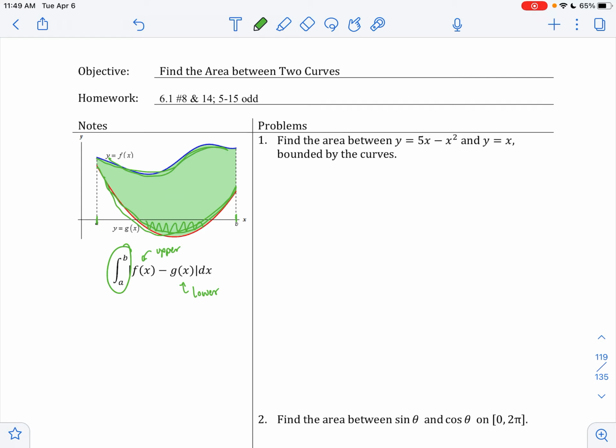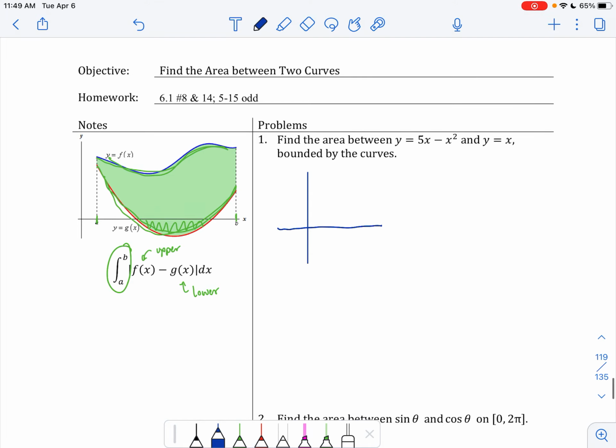Now, sometimes you won't have bounds of the integral. So let's look at number 1. Find the area between y equals 5x minus x squared and y equals x, bounded by the curves. So what I will often recommend as the first thing to do, either using your knowledge of graphs or your graphing calculator, is take a look at the area you're trying to find.